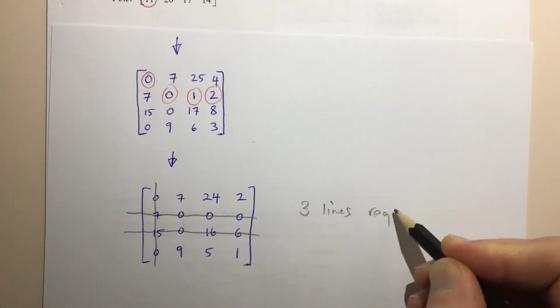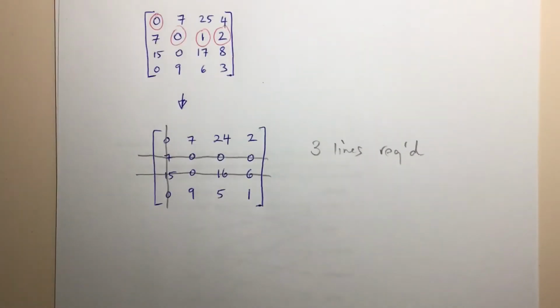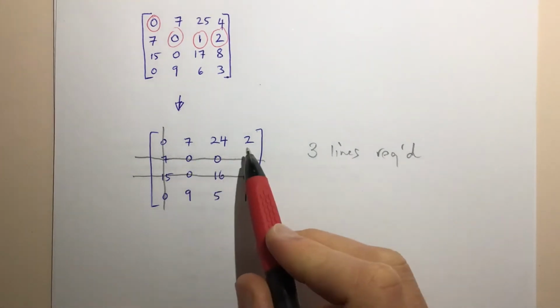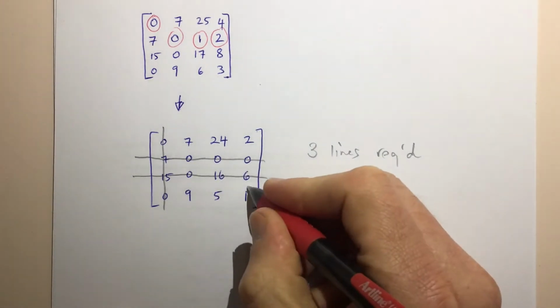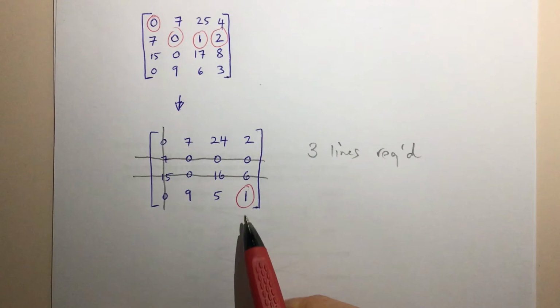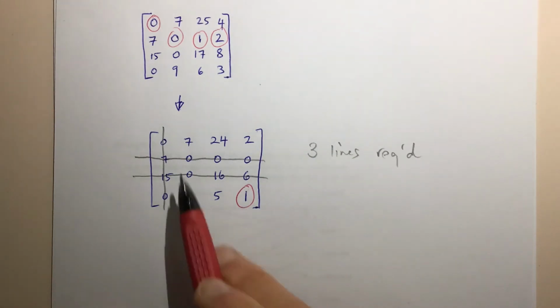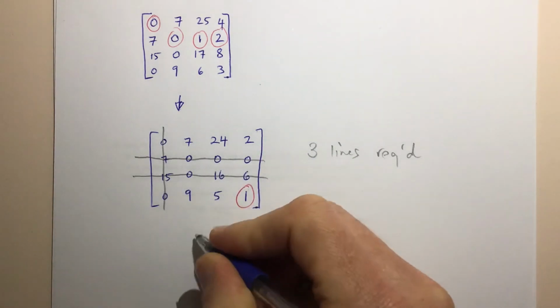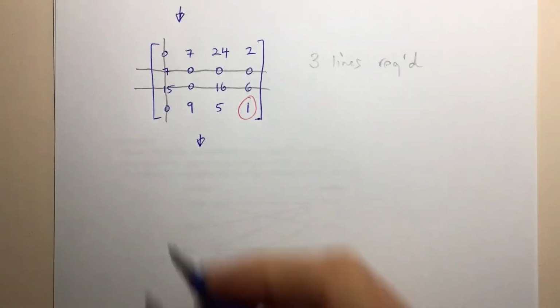3 lines required. And because there's 4 tasks, we actually have to keep going, because remember that we stop if the number of lines is equal to the number of tasks. So now we get to this step where we say, okay, our next job is we find the smallest uncovered value, which in this case is a 1, and we subtract that number from every uncovered number in the matrix.